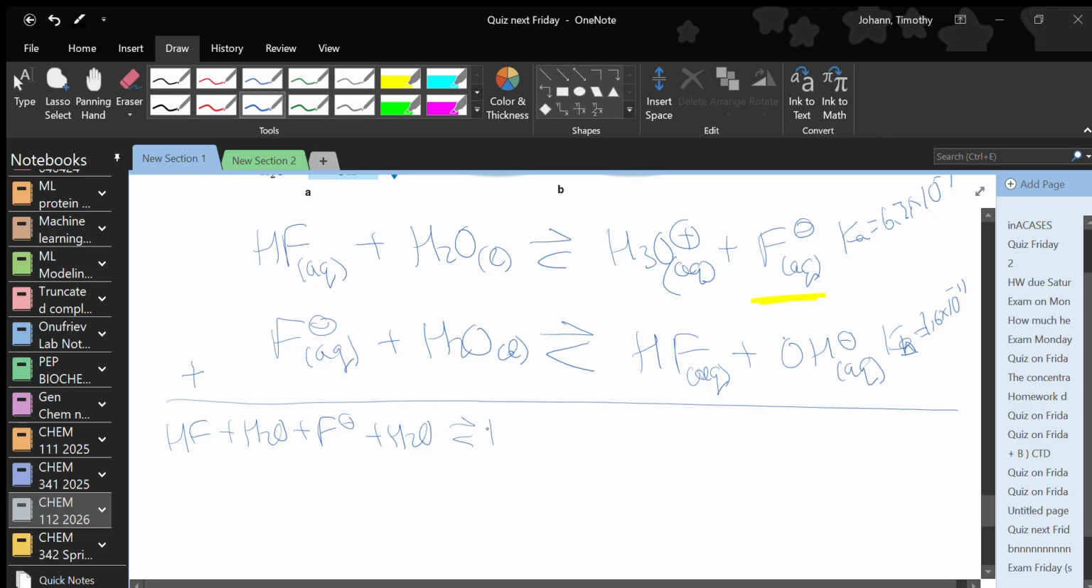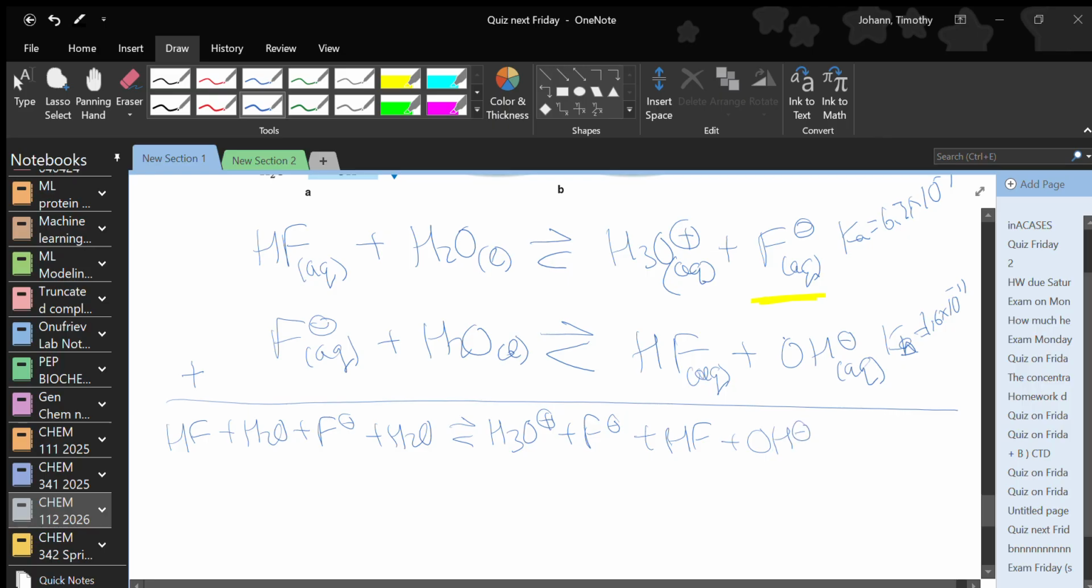And then for my top reaction, I have H3O plus as a product, F minus as a product for my top. I'm not going to do phases just yet because I'm going to cancel some things. Plus HF is a product on the bottom, plus OH minus is a product on the bottom.